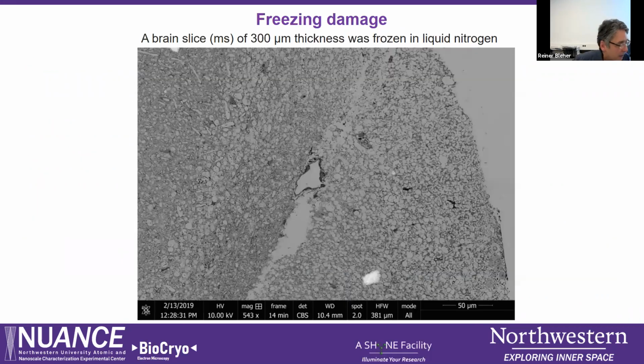This image shows an example of a sample that was just frozen in liquid nitrogen without any high pressure or without any cryoprotectants. It's a brain slice of 300 micrometers thickness, and we can see that the structure is heavily damaged by hundreds of those white gaps that were produced by expanding ice crystals during freezing. This is a freeze substituted sample, and we are looking here at a resin section of this sample.